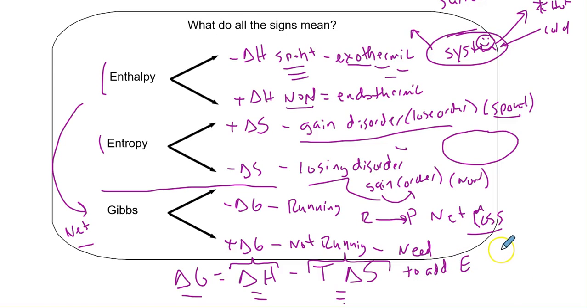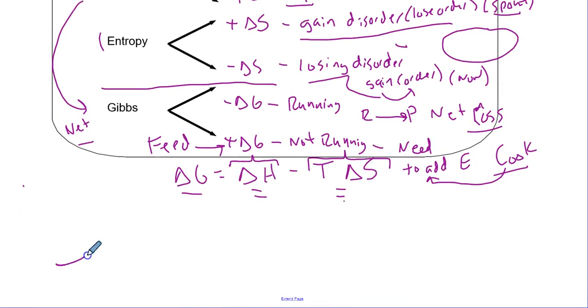You know, cooking is a big example of an endothermic process. It only runs when you add energy to it, and you need to keep feeding it. You need to feed this guy right here, or it will not run. It's like pushing a ball up a hill. Okay, you have a hill here, and you're going to push a ball up the hill.